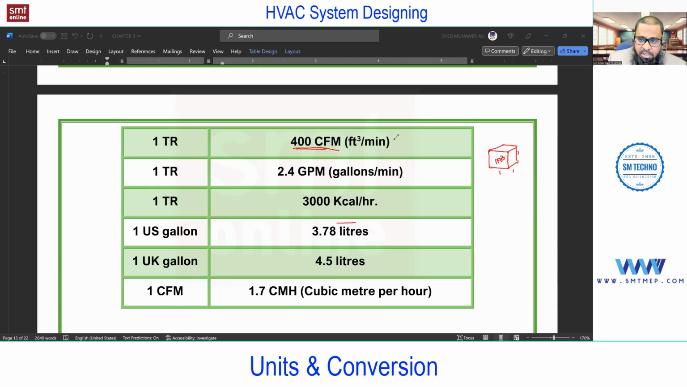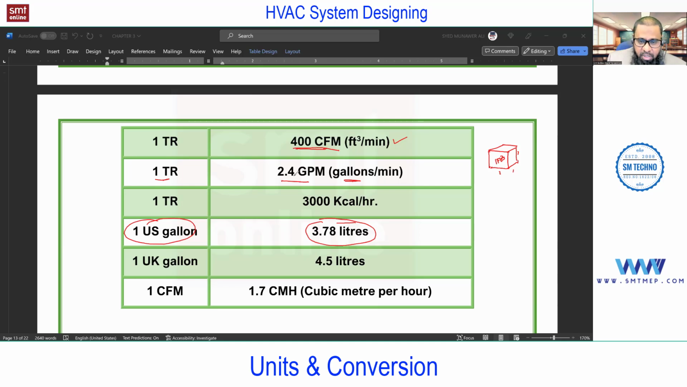Next, similarly, this is for the air side. When we deal with ducting on the air side, we use this as a standard. Similarly, when we deal with the chill water side or chill water piping, we consider 1 TR equal to 2.4 GPM, gallons per minute. This 2.4 is a US gallon, not UK. We consider the US gallon as standard. So remember this 2.4 GPM with respect to the US gallon, and 1 US gallon equals 3.78 liters. Again, this is a fixed conversion in terms of US.